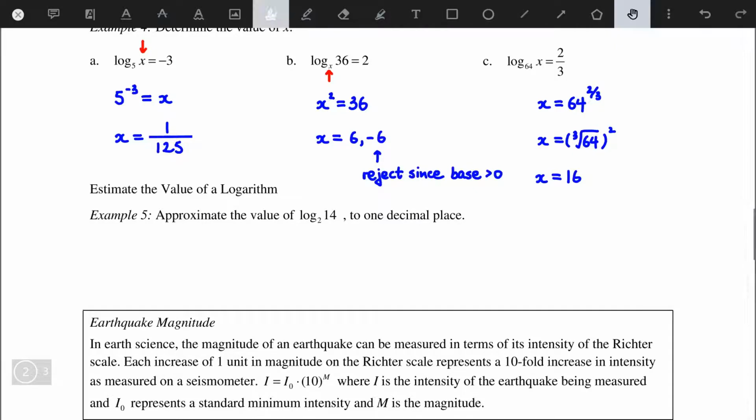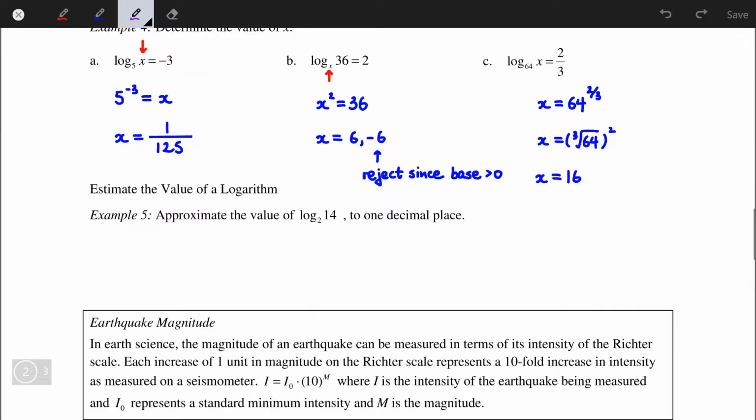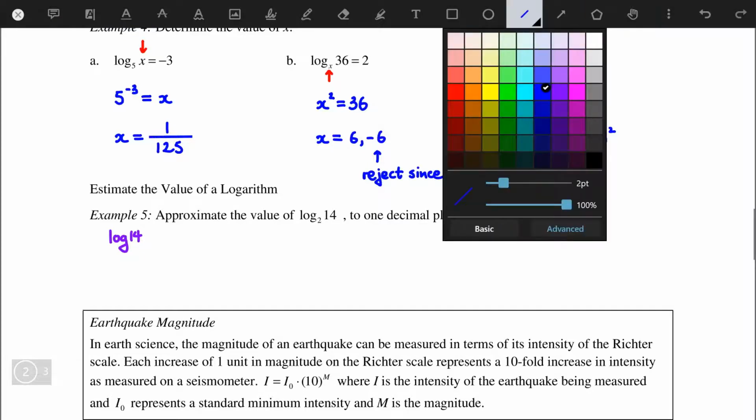Now, so far in our examples, the arguments tend to be powers of the base. So for example, we will have something like log base 2 of 4, and of course 4 is a power of 2. If we look at example number 5, we have log base 2 of 14, and 14 is not a power of 2. So in such cases, we need to estimate its value. And the way that we're going to do that is simply take log 14, so using the common logarithm, and divide that by log 2.